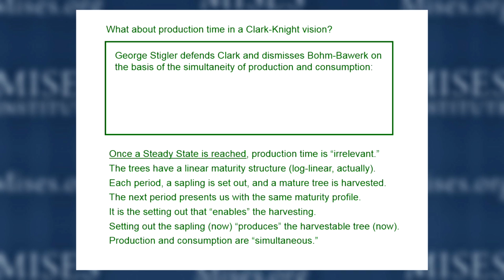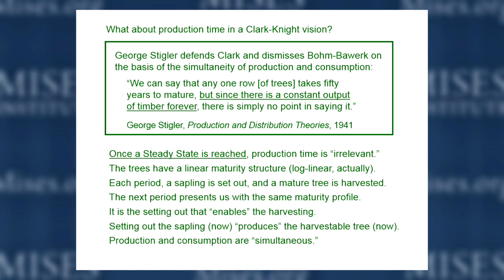Okay, so George Stigler defends Clark and dismisses Böhm-Bawerk on the basis of the simultaneity of production and consumption. Now get this, you can hardly imagine that someone would say this with a straight face. We can say that any one row of trees takes 50 years to mature, but since there is a constant output of timber forever, there is simply no point in saying it, right? And of course, the point is there only if you're stuck with this steady state. And that's Stigler, Production and Distribution Theories, which was his dissertation under Frank Knight that he finished in 1941. 43 years later, he said something a little different.